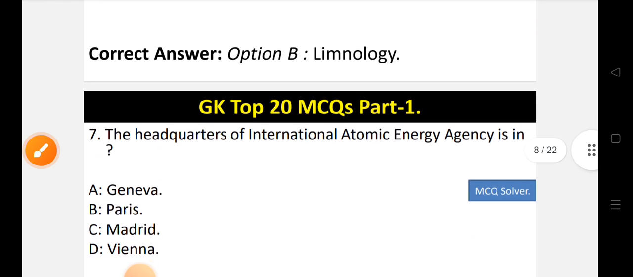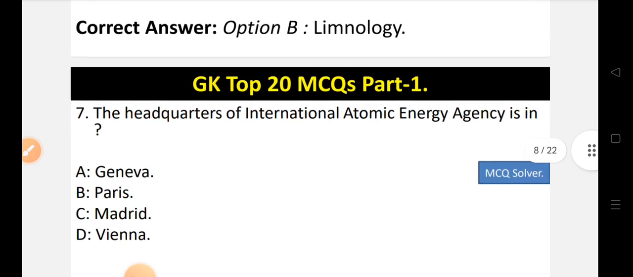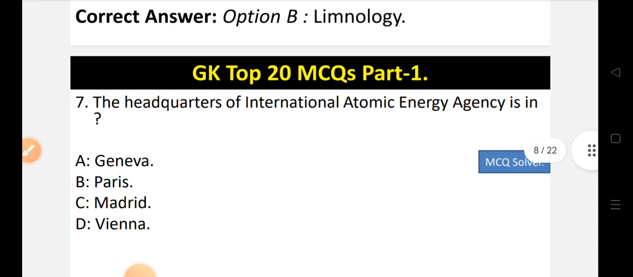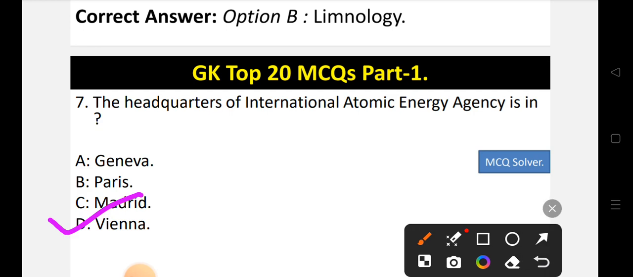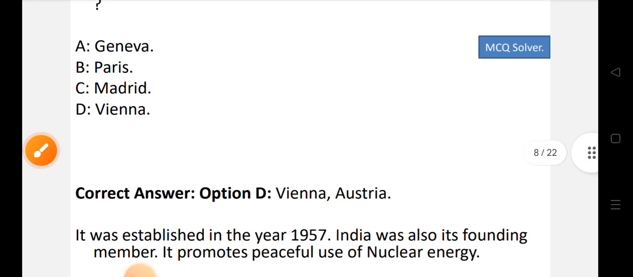Now let's move to question number 7. The headquarters of International Atomic Energy Agency is in. So the IAEA, it's the short form. The headquarters located is, the correct option is option D, that is it is located in Vienna, which is in Austria. So Austria is a European country. So it is located in Vienna, which is in Austria. So D is the correct option.